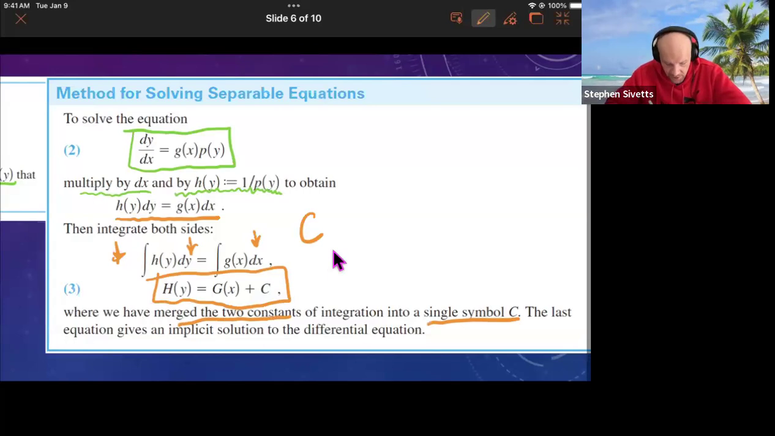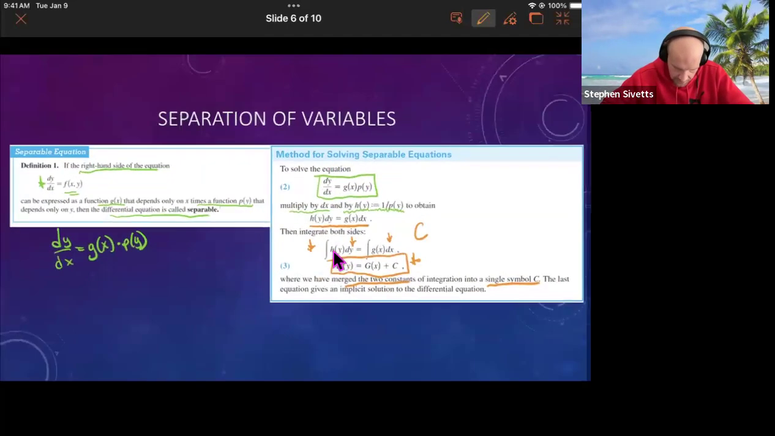So the last equation here just gives you the general solution, but it's written out implicitly. Oftentimes you can solve for y explicitly, but it's also valid to express it as an implicit equation. So let's go over some examples on classifying whether equations are separable or not.